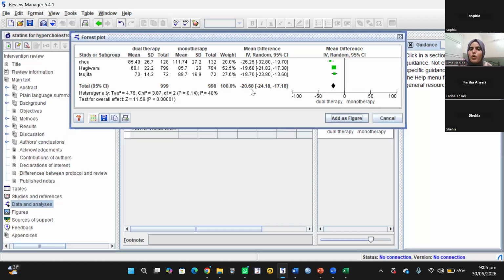Now, what does this diamond mean? Diamond means the overall effect of all of this. All of these three studies combined, what is their effect? That is the diamond, right?